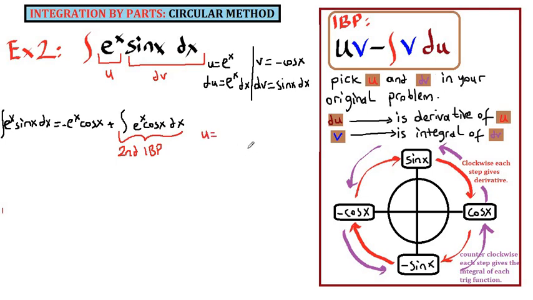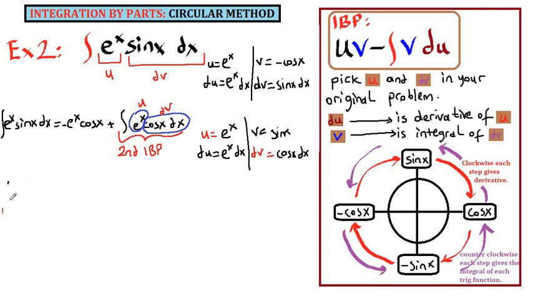So we need u and dv. Again, let our e to the x be our u. So du will be the derivative of this, e to the x dx. Our dv is cosine x dx. So we pick e to the x as our u and cosine x dx as our dv. So v will be the integral of this. The integral of cosine x is sine x. Now we're going to plug this into the integration by parts formula.